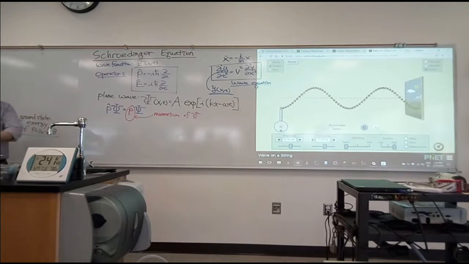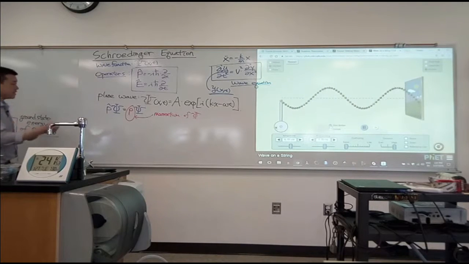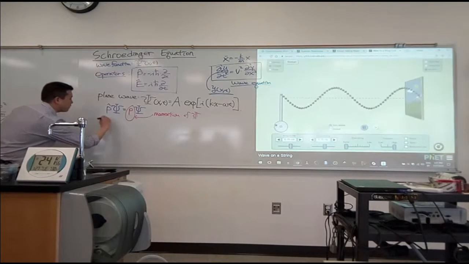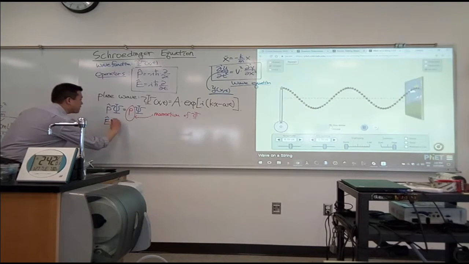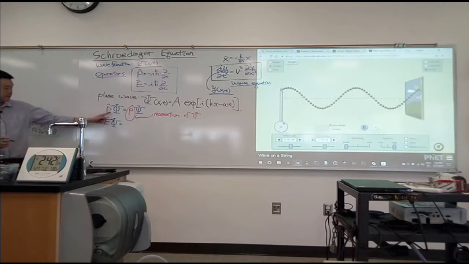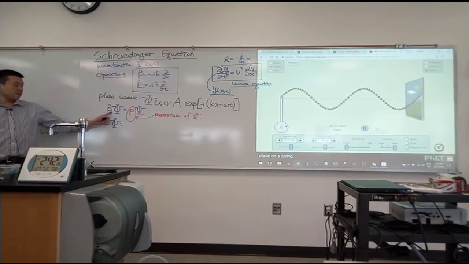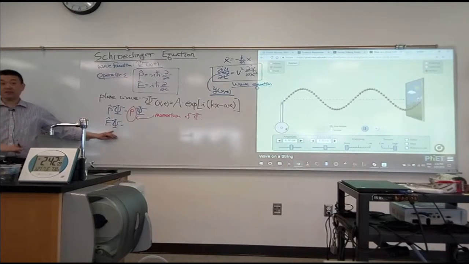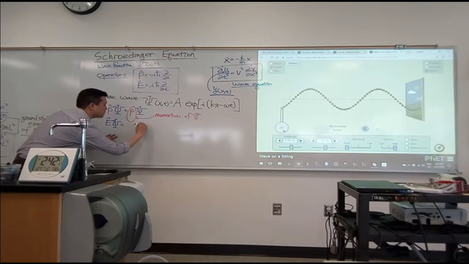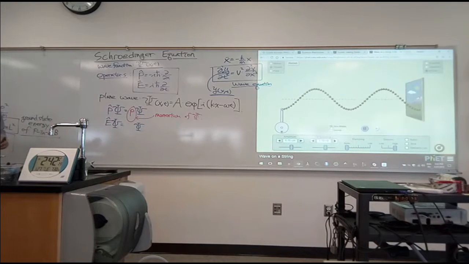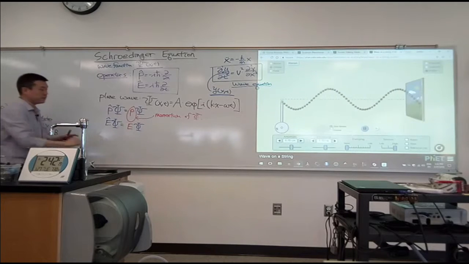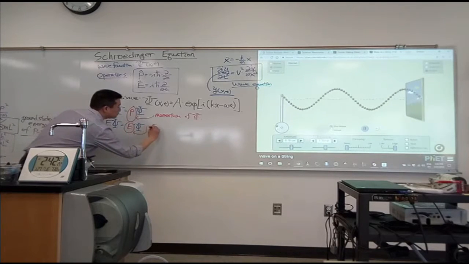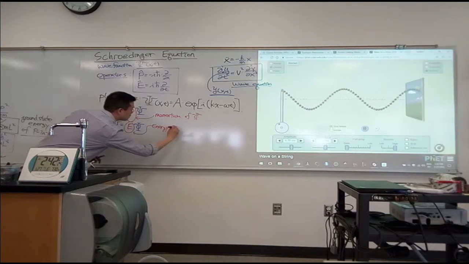So that would be the procedure for measuring momentum. The procedure for measuring energy would be exactly the same. You are acting with the energy operator on the wave function psi, and hopefully, if this psi is a state with a definite energy, then we would get the same function back, multiplied by some number, and this number would be the measurement of the energy of psi.